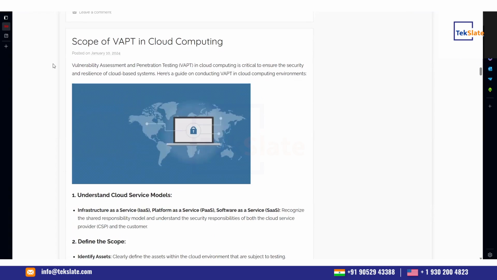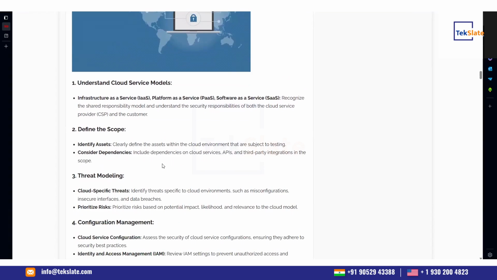Cloud computing is also an industry-level thing in which security is mainly focused. What is the scope there? VAPT in cloud computing is critical to ensure the security and resilience of cloud-based systems. Here is a guide on conducting VAPT in cloud computing environments. So why do we need VAPT in cloud computing? Why are they not as secured as the web application?